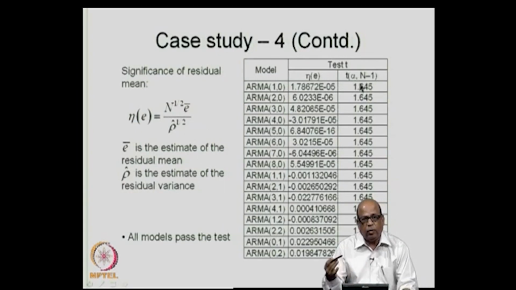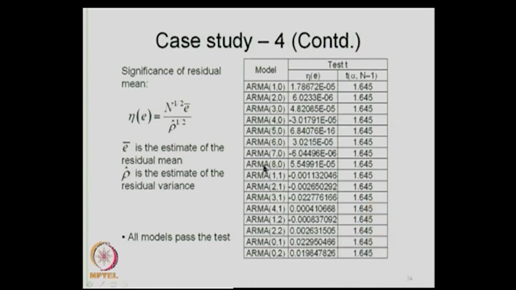In this case, n is exactly 444, 37 years of values, and then you get eta e values which are very small compared to the n value. They typically come to e to the power minus 5 and so on. So, this passes the test. All the models pass the test, and typically we are interested in ARMA 80. ARMA 80 passes the test, indicating that the residuals do not have a significant mean, or the mean of the residuals can be approximated to be 0.